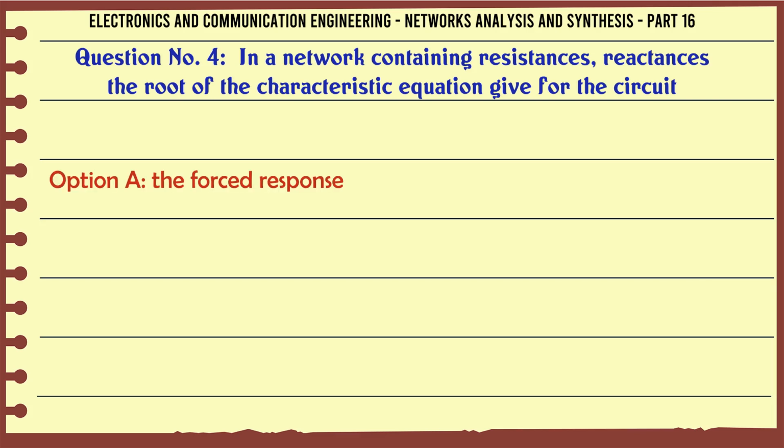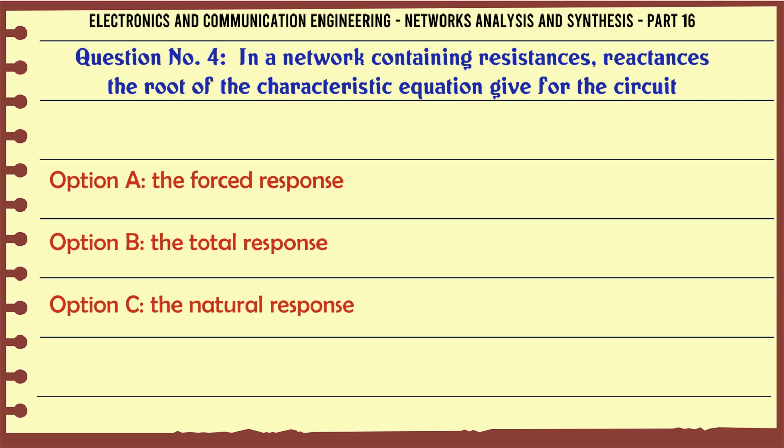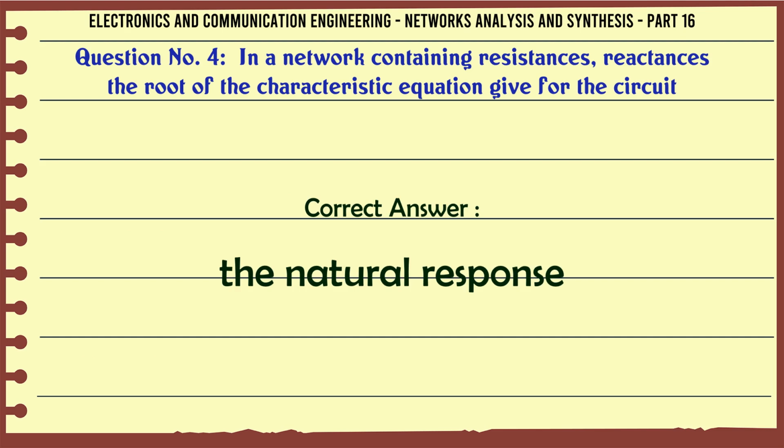In a network containing resistances and reactances, the roots of the characteristic equation give for the circuit A the forced response, B the total response, C the natural response, D the damped response. The correct answer is the natural response.